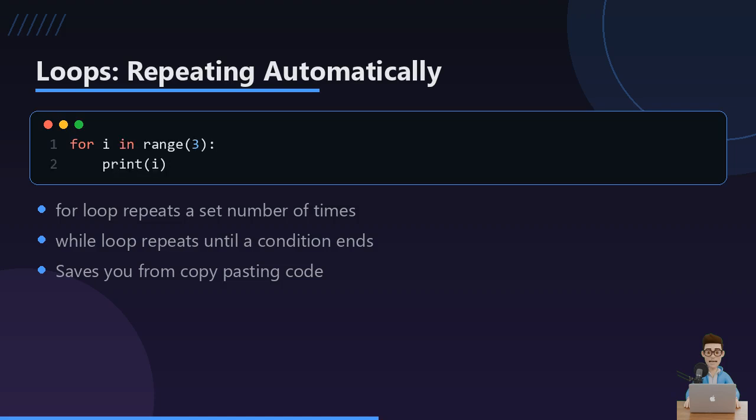Imagine telling a friend, "Knock on this door 3 times," instead of saying knock, knock, knock separately. That is what a loop does. It repeats an action for you. A for loop is great when you know how many times, and a while loop keeps going until some condition tells it to stop. In short, loops let the computer do the repeating so you do not have to.